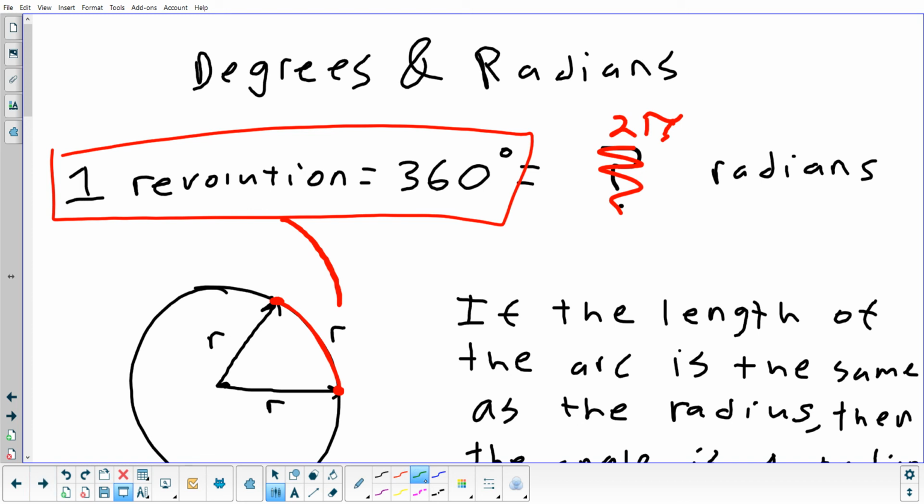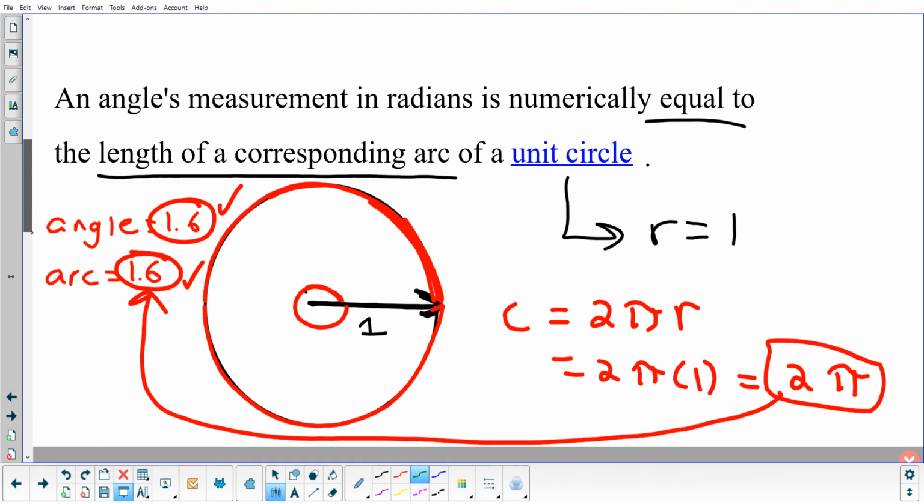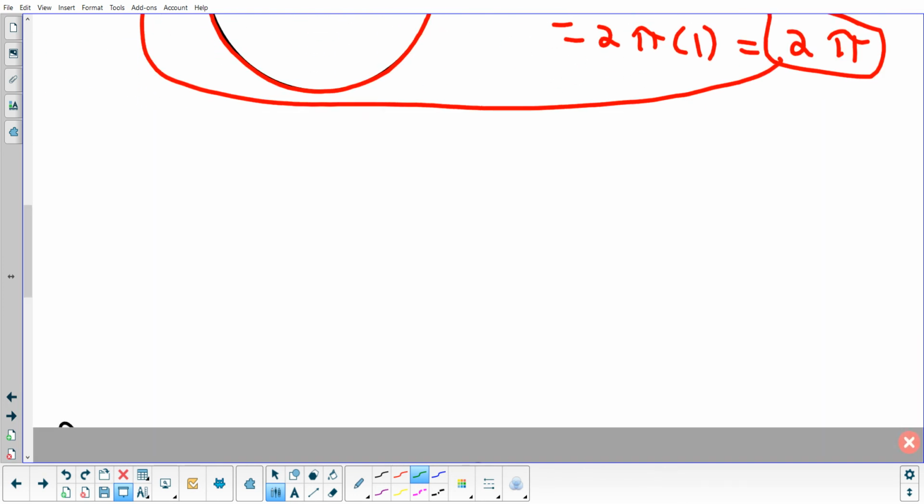Now, you have a fact that relates a certain amount of degrees to a certain amount of radians. We know that in 360 degrees, there are 2 pi radians. So based on knowing that fact, we can convert any amount of radians to degrees. Just like I showed you before, you can convert any amount of revolutions to degrees. So let's write that down. 360 degrees equals 2 pi radians.